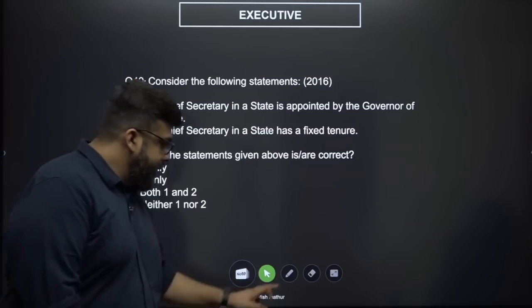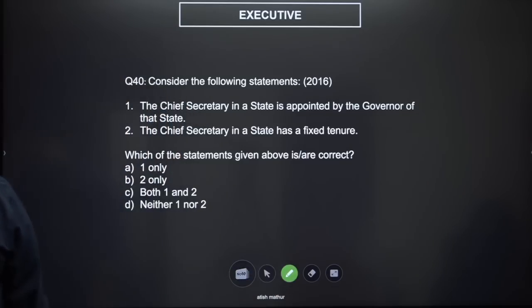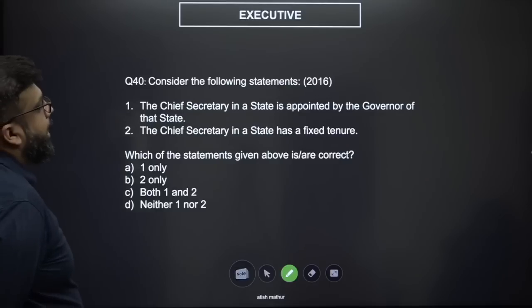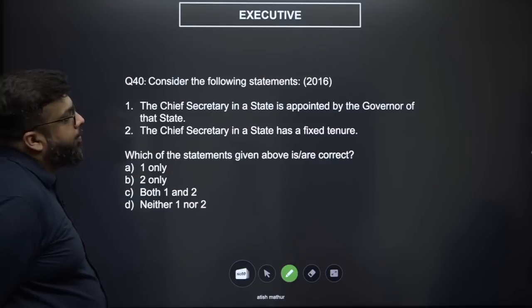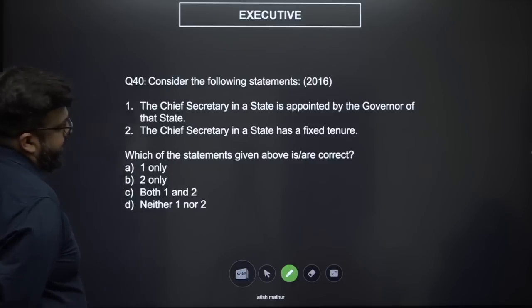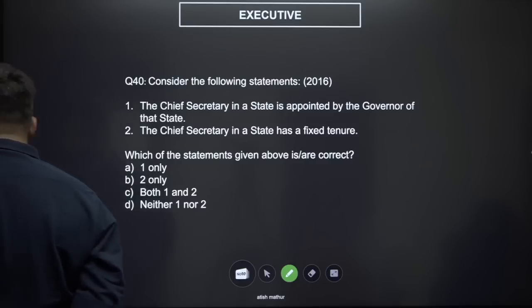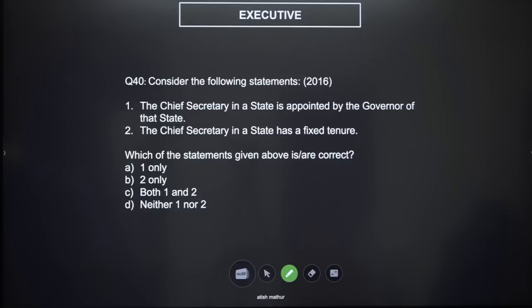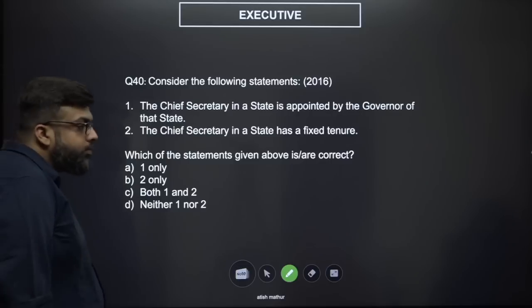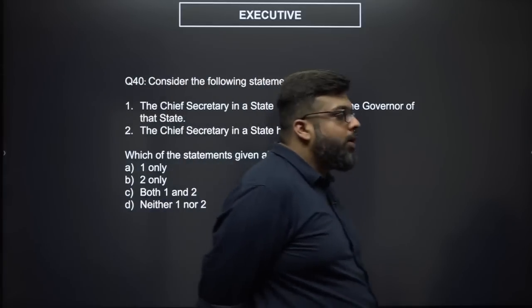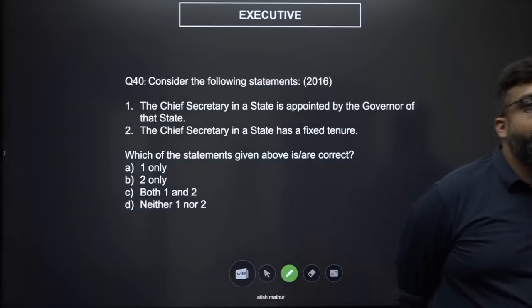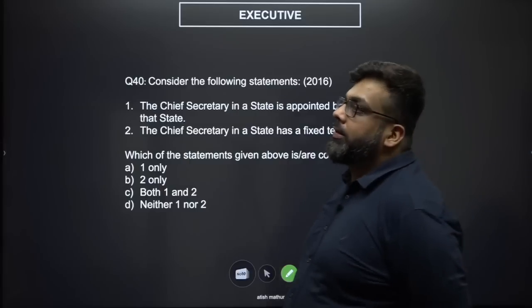Question number 40. Tough question because this also stumped a lot of the people who wrote the exam in 2016. The chief secretary in a state is appointed by the governor of that state. The chief secretary in a state has a fixed tenure. Which of the following statements is or are correct?